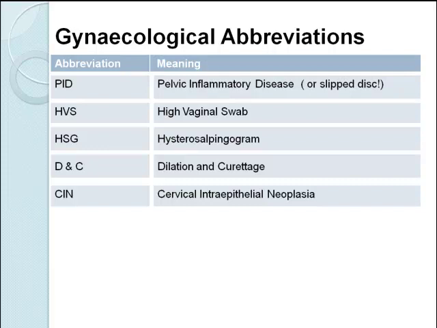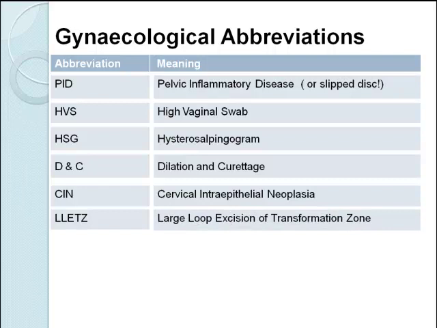CIN relates to cervical intraepithelial neoplasia. That's new formation within the cells of the cervix. If there are significant changes to the cells of the cervix, so normally graded as CIN2 or CIN3, then a LLETZ or a LETZ may be performed. And this is a large loop excision of the transformation zone, where tissue from the cervix is removed in order to remove these abnormal cells. Apparently it is quite a quick and simple procedure.